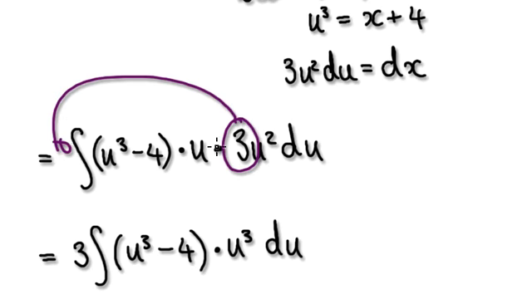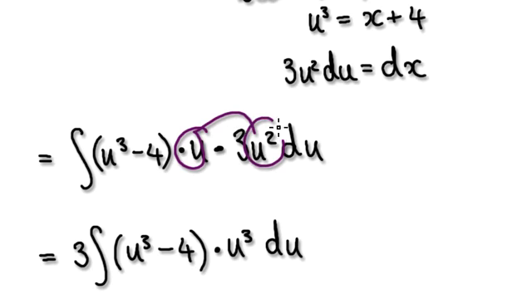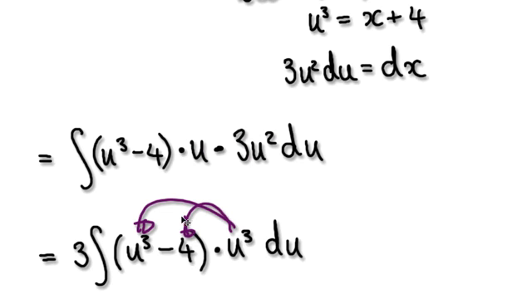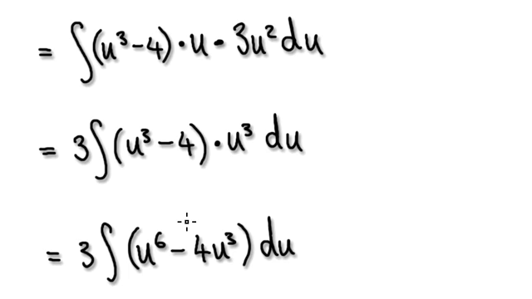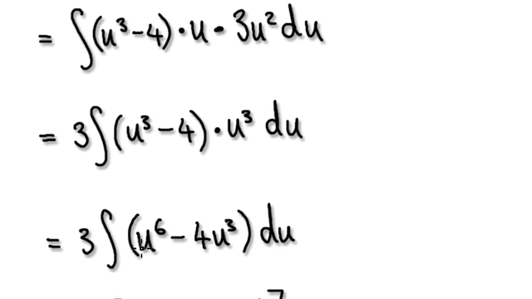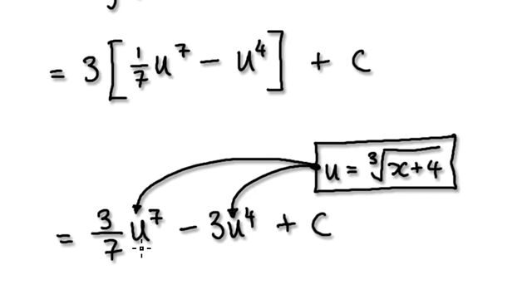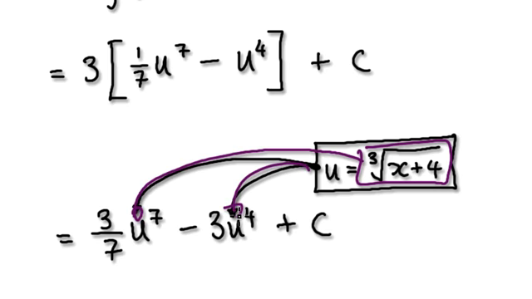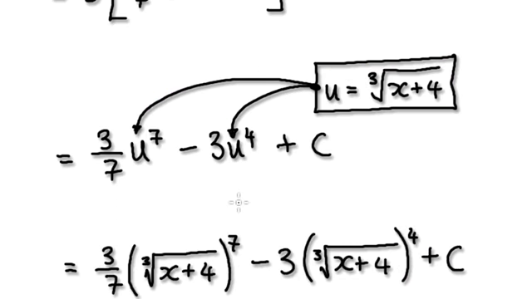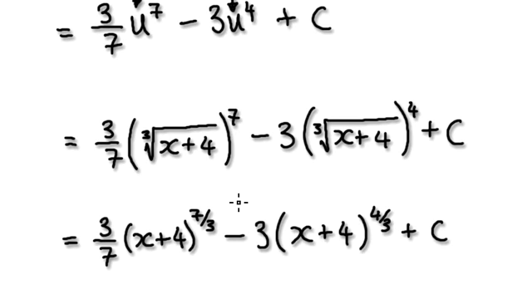This is a constant, take it out, merge this with this, that will give you this, and then multiply this out, that will give you this, and now integrate, that will give you this. Don't forget we made u to be this, so now we can put it back into the u here, so that will give us this, and then tidy up.